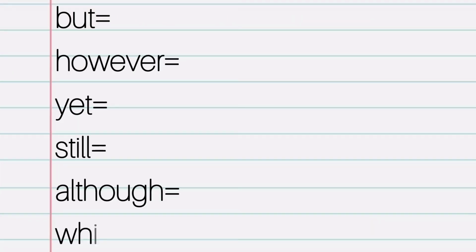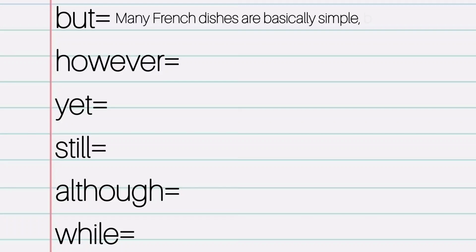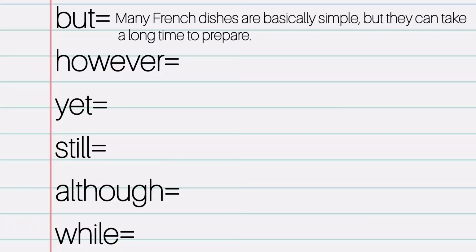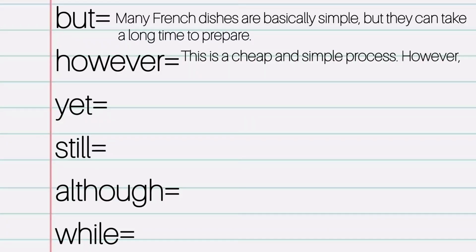Elementary words. But, however, yet, still, although, while. Many French dishes are basically simple, but they can take a long time to prepare. However is a synonym for but, guys. This is a cheap and simple process. However, there are dangers. It is a cheap and simple process, but there are dangers. Many French dishes are basically simple. However, they can take a long time to prepare.